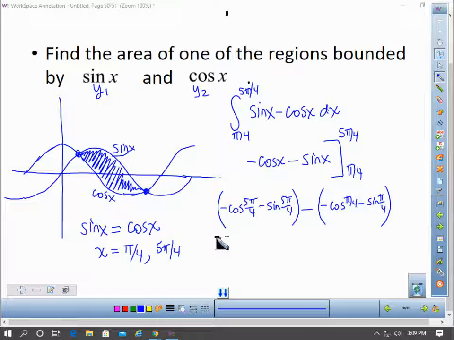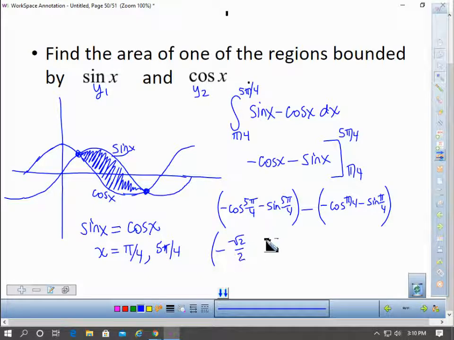All right, so we need to figure out what is the cosine of 5 pi over 4. Well, we know that's negative radical 2 over 2. Minus, and then what is the sine of 5 pi over 4? Well, I know that's negative radical 2 over 2. Minus, parentheses, negative. All right, what is the cosine of pi over 4? Well, that's radical 2 over 2. Minus, what is the sine of pi over 4? That's radical 2 over 2.